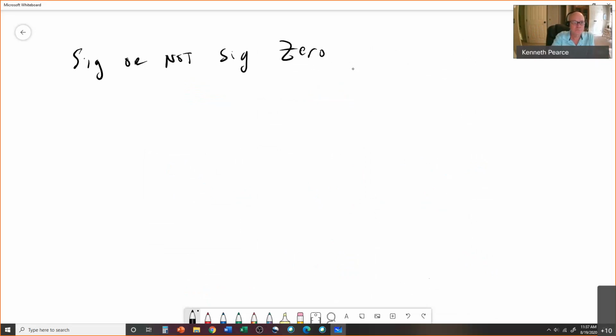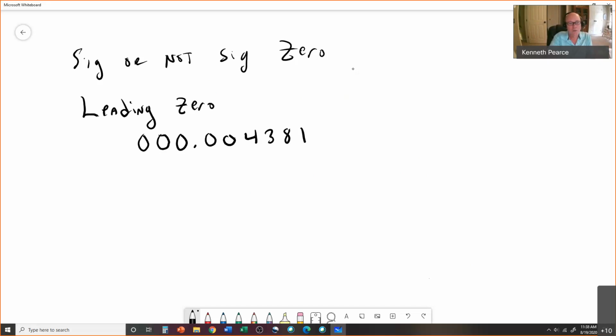Okay. Now, there's really only two rules. We can make up all sorts of other rules, but there's really only two rules. And that is, we have these things called leading zeros and trailing zeros. Leading zeros look like this. They're in small numbers, and then we go 0. I might as well put a couple zeros out here too. Why not? 0, 0, 4, 3, 8, 1. Okay. And leading zeros means that they're out front and they're the only ones out front.